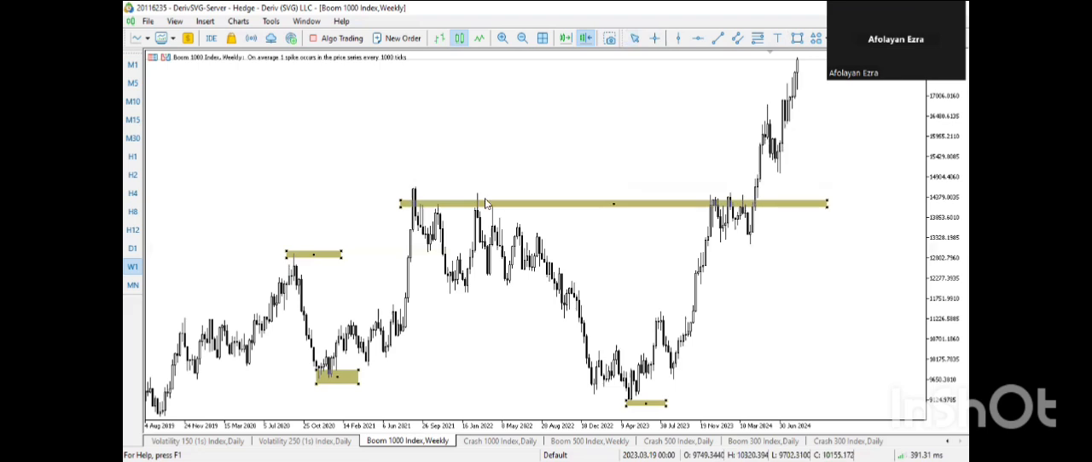All right, so I have 1, 2, 3, 4 touches before this move started. This is weekly. So it sold for 1, 2, 3 weeks, another 1, 2, 3 weeks, another 1, 2, 3 weeks. It was dancing around here for more than 2, 3 months. I think I took some sell around here, though I didn't hold it for long, but I took some profit.